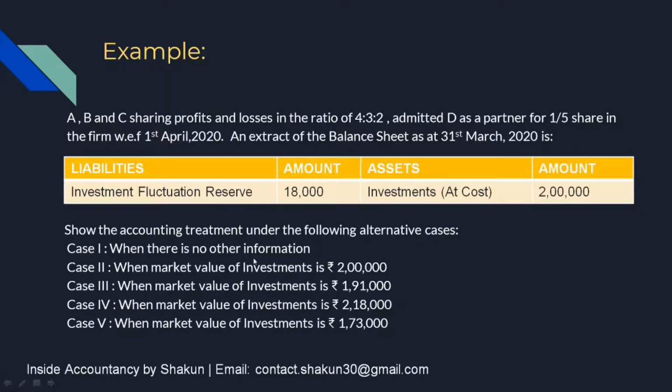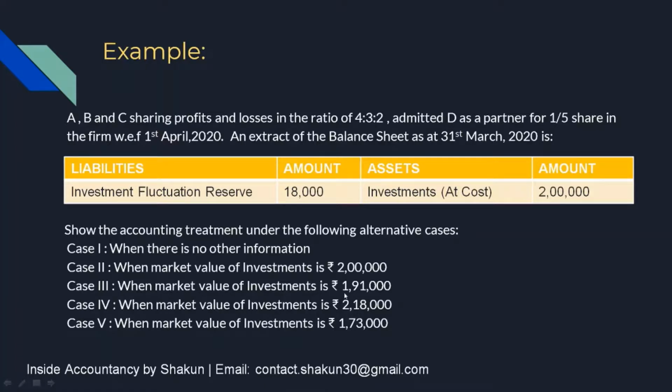Case 1, when there is no other information. If no other information is given, that means we only have the reserve. There is no market value of investment or any fluctuation in investment given. So we'll just write off the reserve. When the market value of investment is 2 lakh, again it is the same, so no effect.